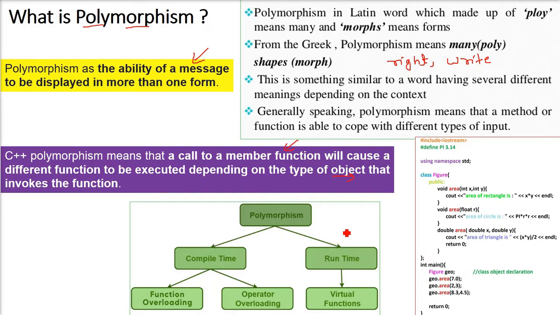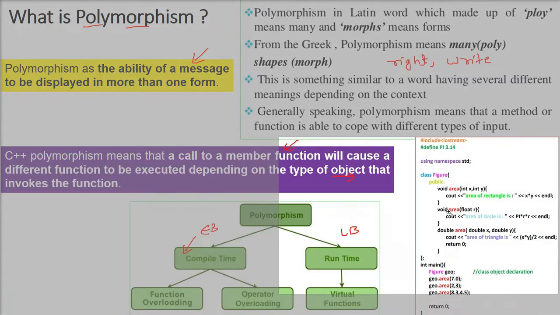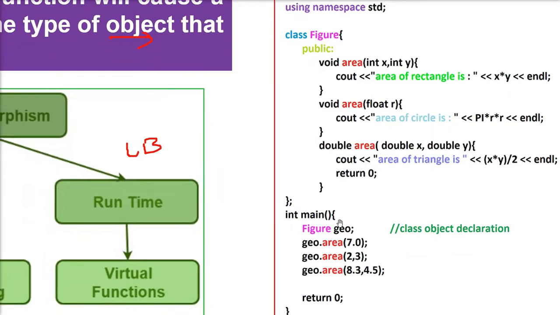The compile time polymorphism is implemented in two ways. Let me tell you, compile time is early binding, runtime is late binding. So in order to implement compile time, we have function overloading and operator overloading. Similarly, for late binding or runtime, method overriding is done, and this is implemented using virtual functions.